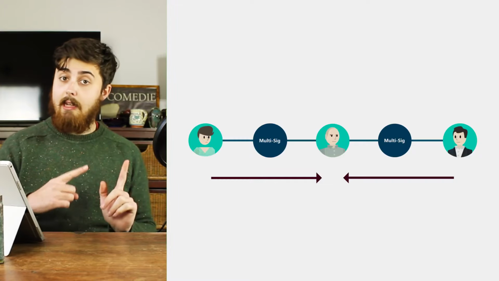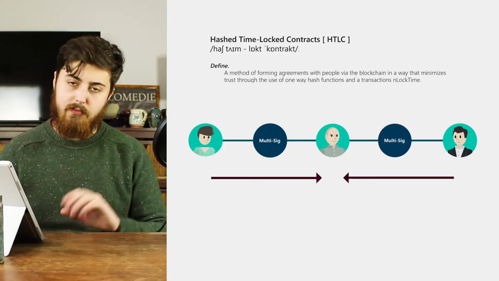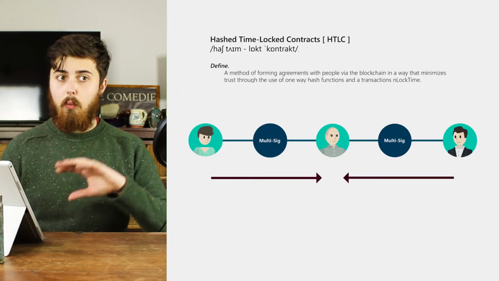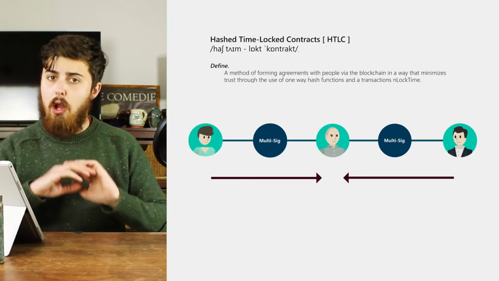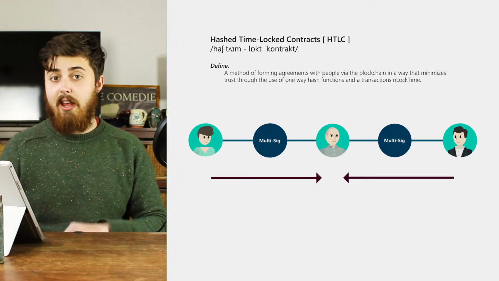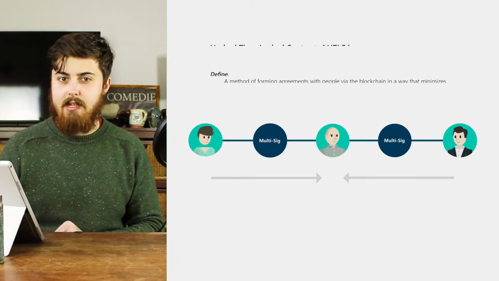Thankfully, however, the parties here can use hashed time-locked contracts in order to prove payment and resolve this issue. By utilising one-way hash functions, every single party member in this chain, no matter how many, can prove they have paid the next person in the chain. All thanks to some rather clever mathematics.